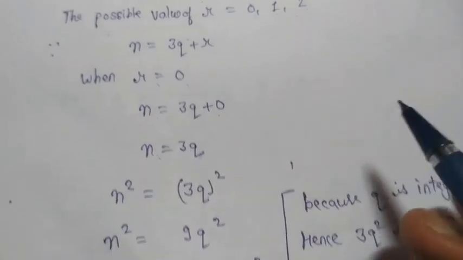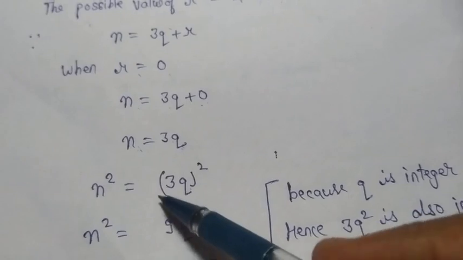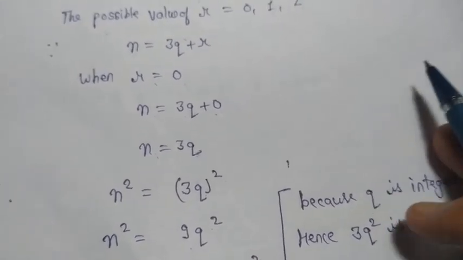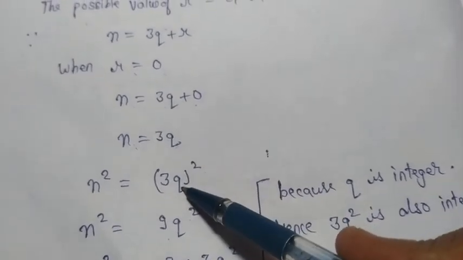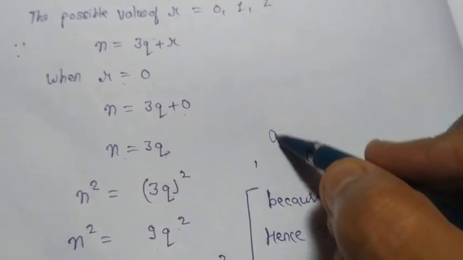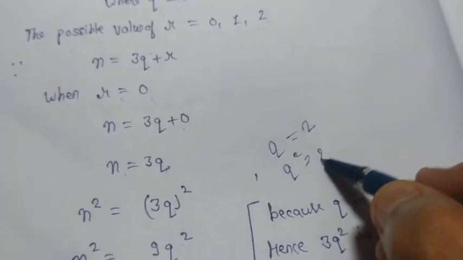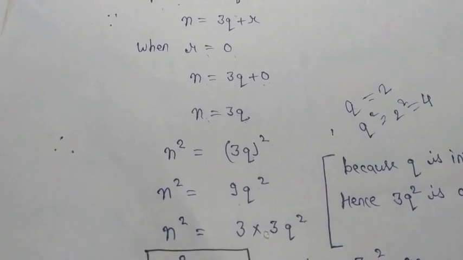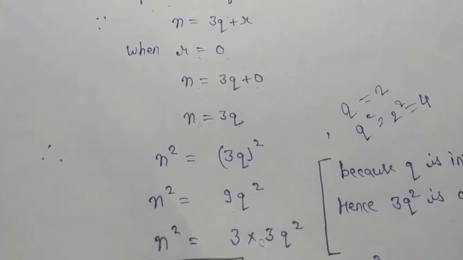Now n square is equal to 9q square. It is clear, children? Because 3 ka square will be 9 and q ka square is q square. Okay, I think it is clear to you. See, q is an integer, children. Suppose the value of q is 2. So q square will be 2 ka square, that is 4. Are you getting? Now n square comes 9q square.